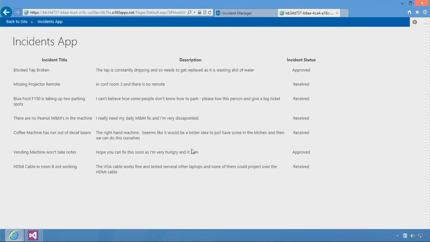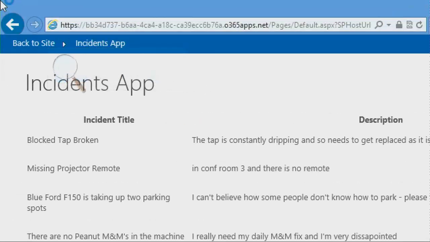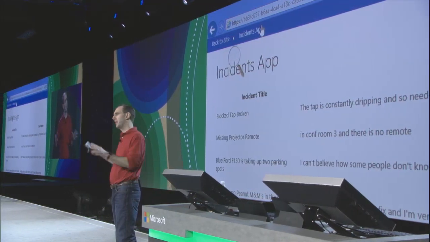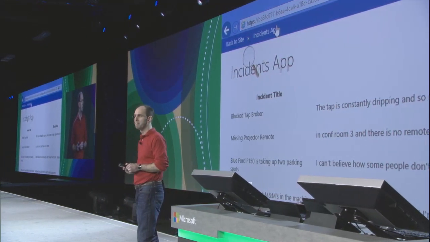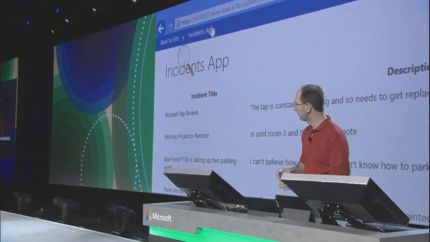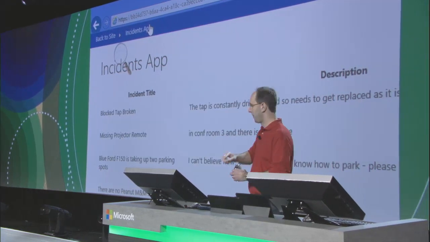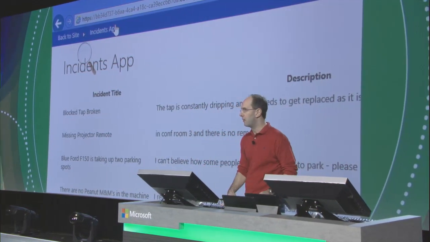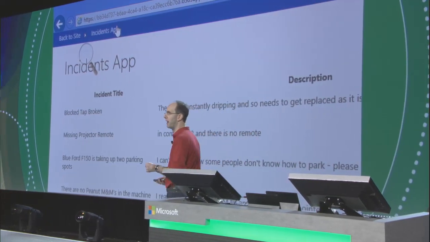But here's the cool thing: if you zoom in and look at the URL, you notice this is no longer running on my dev machine. Instead, this is actually running off of the Office 365 apps domain. It's running in Windows Azure, in the cloud, connected with SharePoint, all the security wired up for me. I didn't have to do anything. All this is built in and provided by the system.